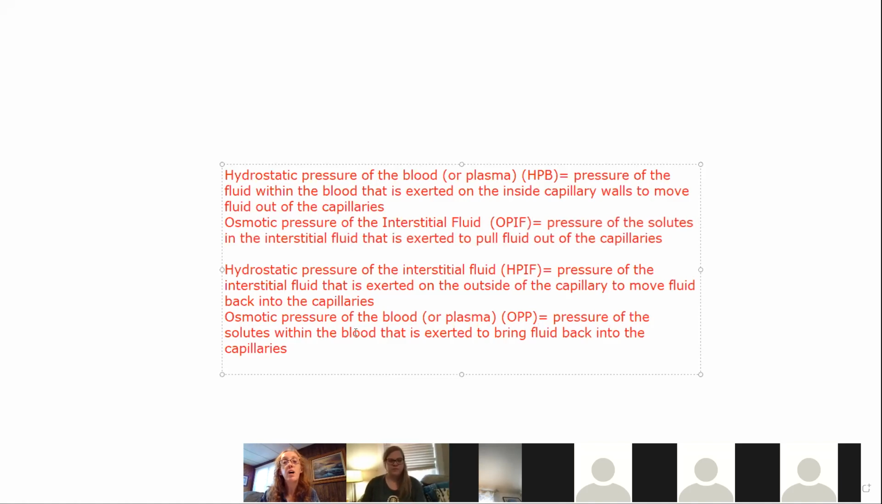So net filtration pressure, or NFP, equals the hydrostatic pressure of the blood, HPB, plus the osmotic pressure of the interstitial fluid, minus the hydrostatic pressure of the interstitial fluid plus the osmotic pressure of the plasma.